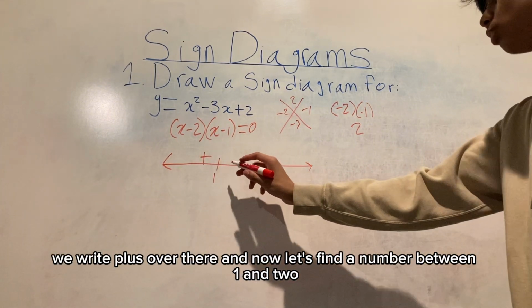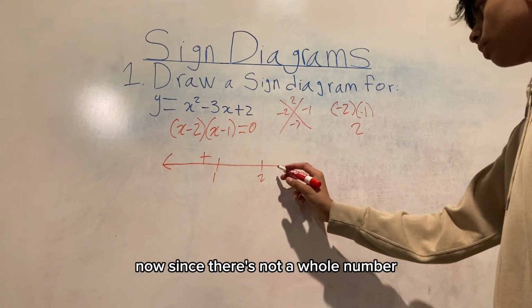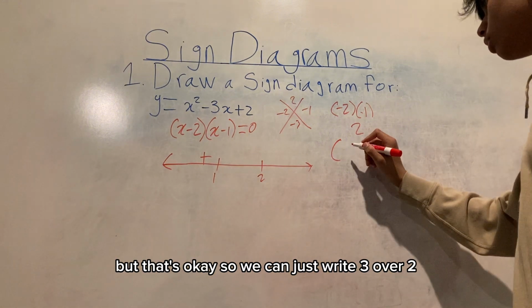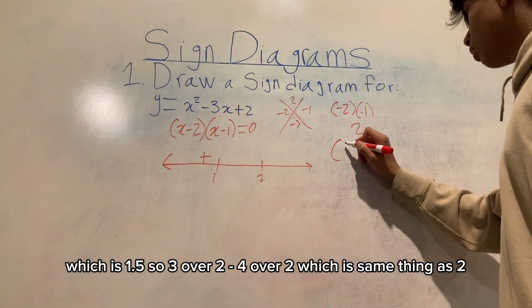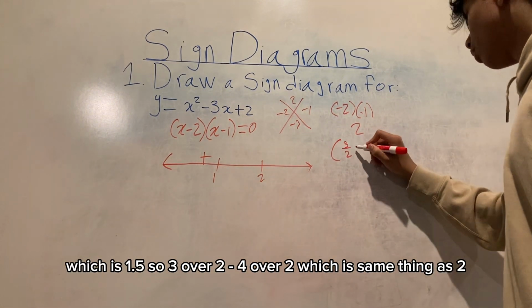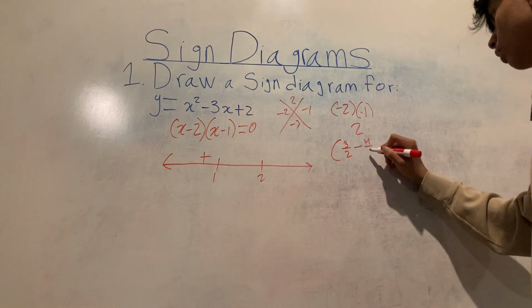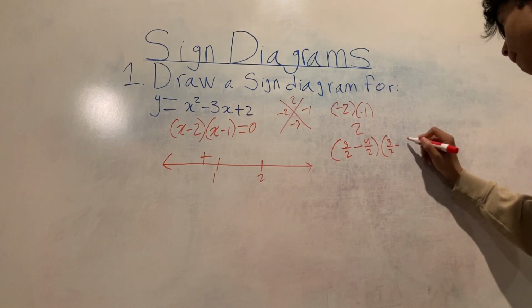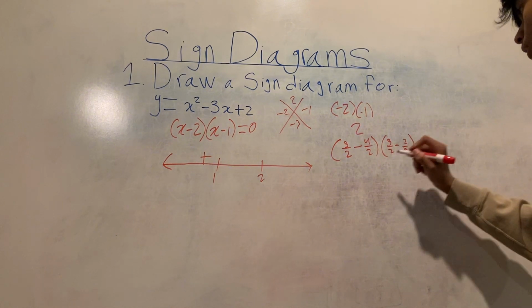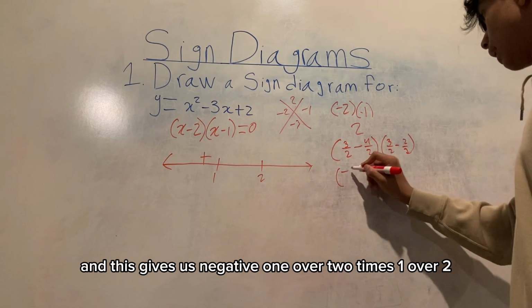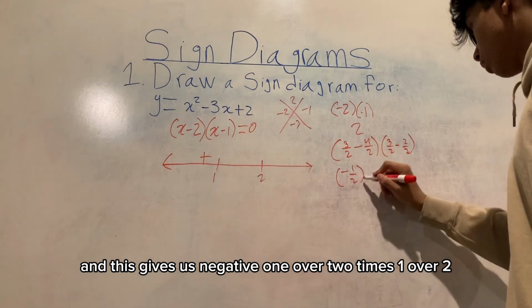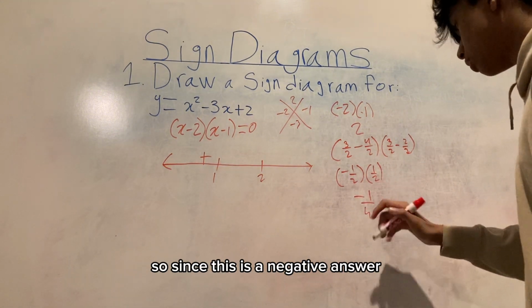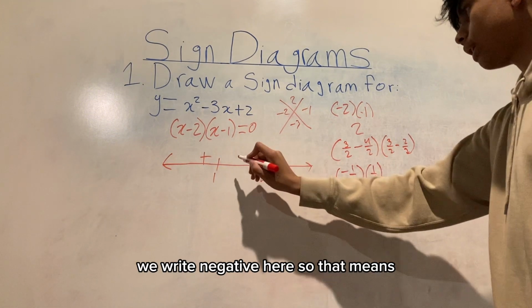And now let's find a number between 1 and 2. Now, since there's not a whole number, we do have to resort to using fractions, but that's okay. So we can just write 3 over 2, which is 1.5. So 3 over 2 minus 4 over 2, which is the same thing as 2, times 3 over 2 minus 2 over 2. And this gives us -1 over 2 times 1 over 2. And this gives us -1 over 4. So since this is a negative answer, we write negative here.